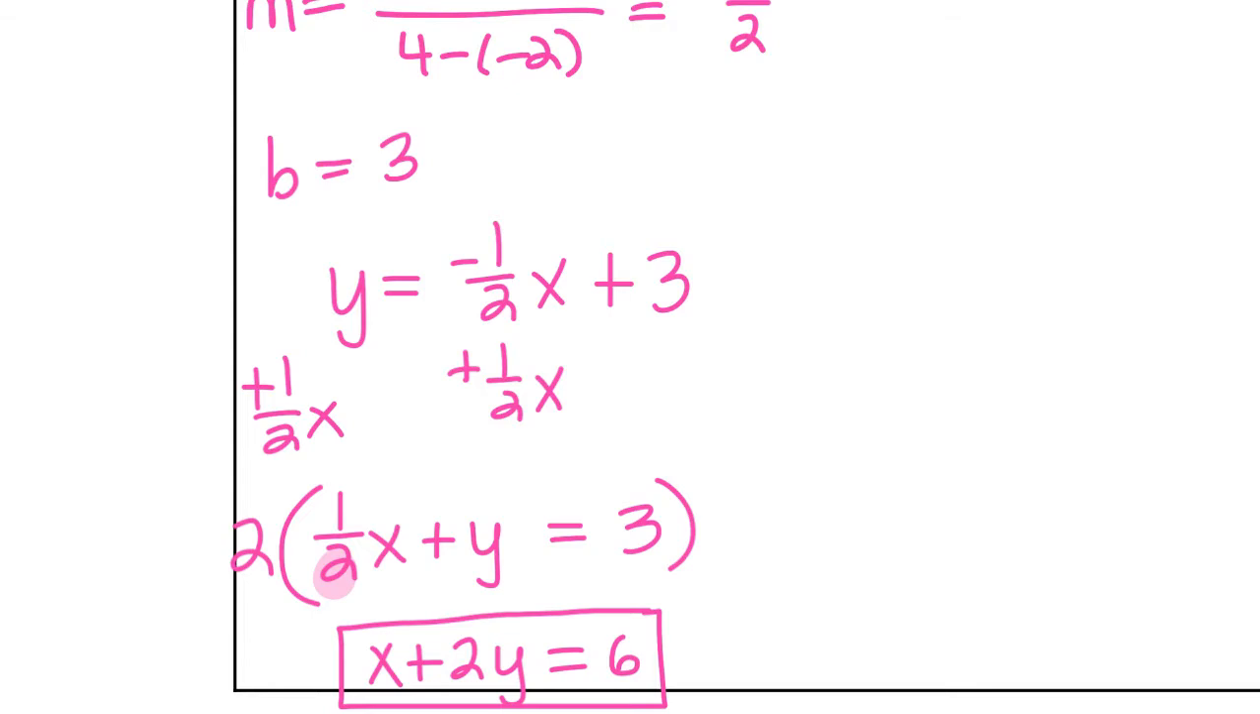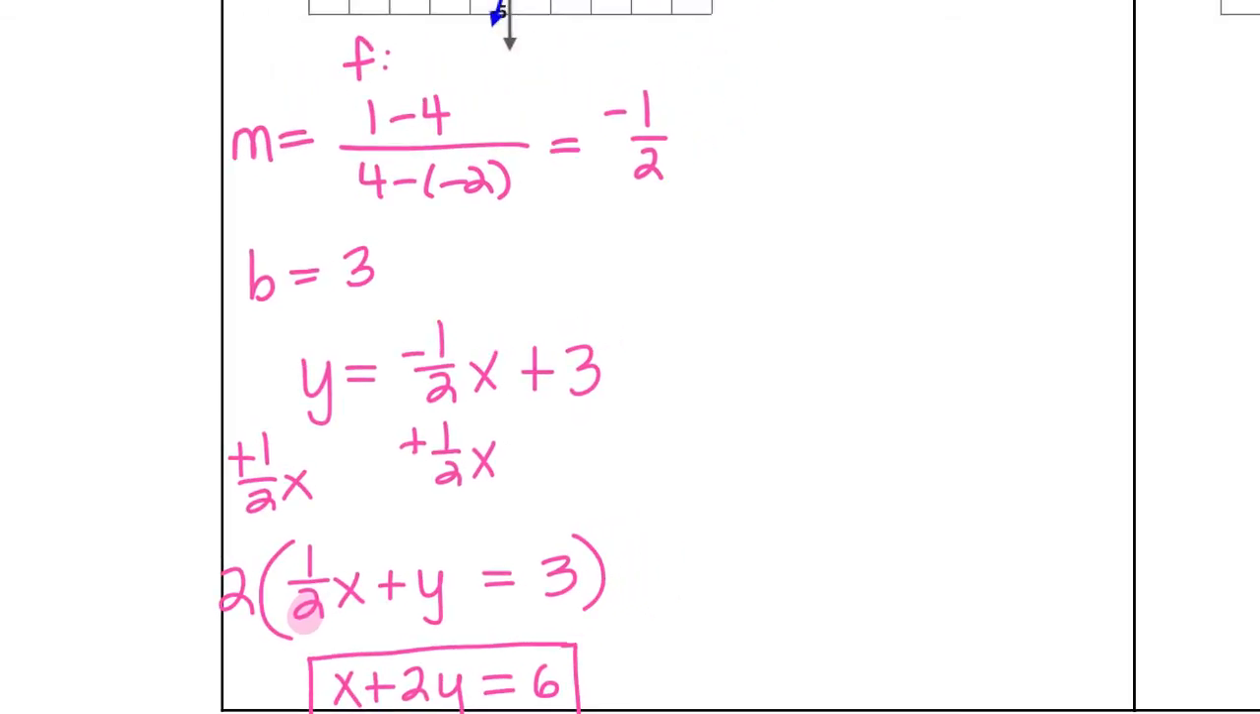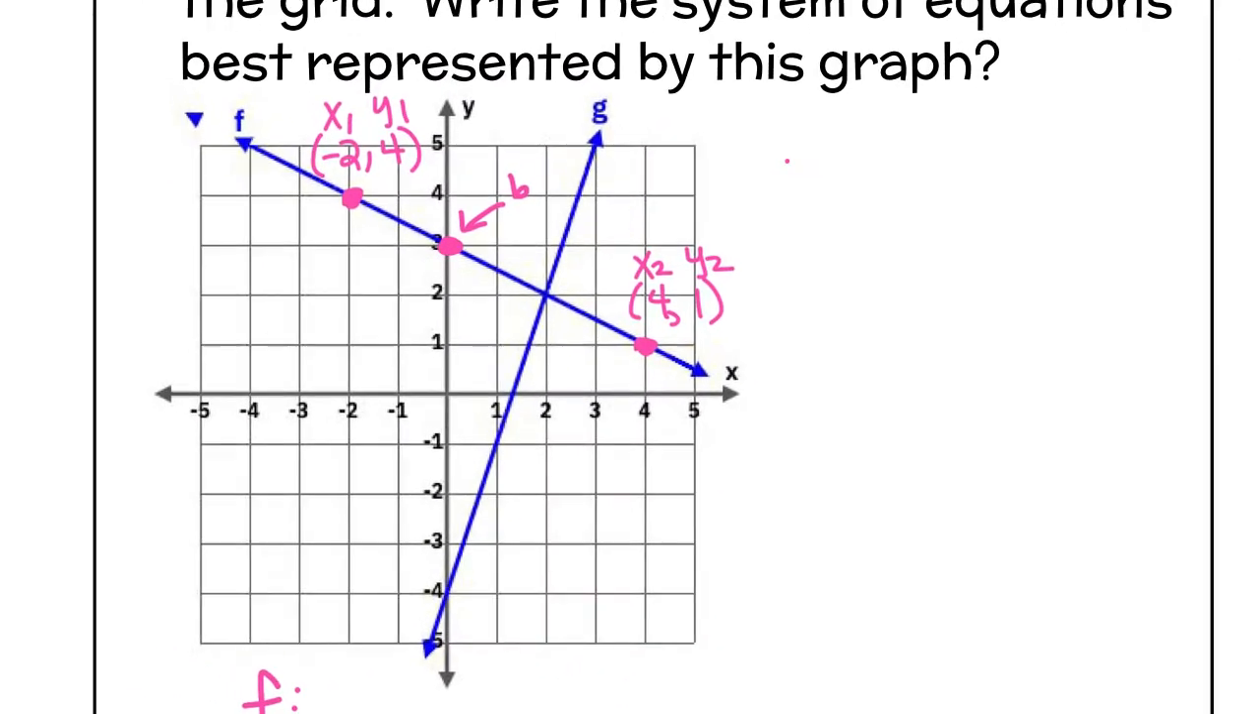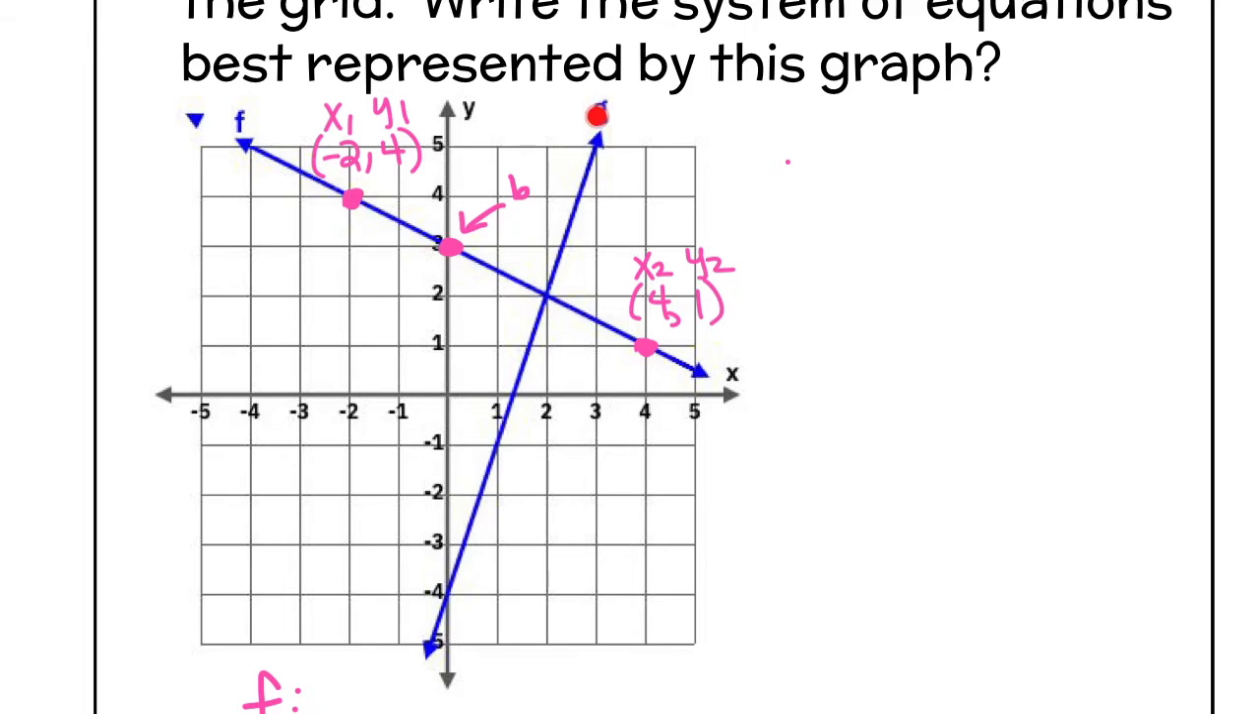But that was only for one line. That was for line F. We need to go back and find the equation for line G. Okay, so you see this G. Now I want to take a look at this line. So let's use a different color so it's easier to see.